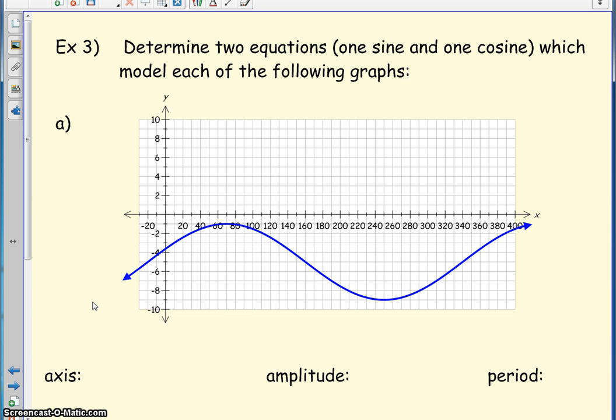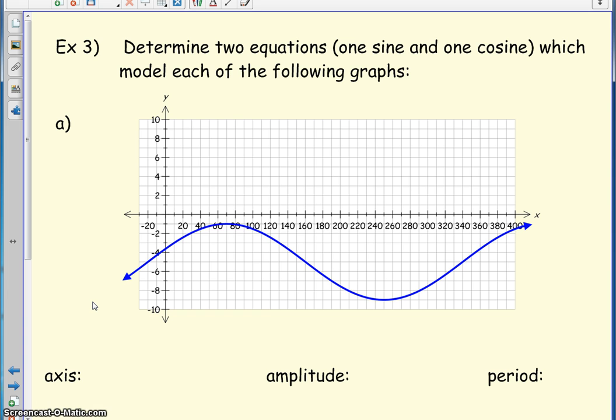Now you might be wondering, how can I create a sine and a cosine equation for the same graph? Isn't there only one equation? That's actually not the case. Because we have a pattern that repeats forever, you can actually create infinitely many equations for this that work. So it's just a matter of how you want to create them.